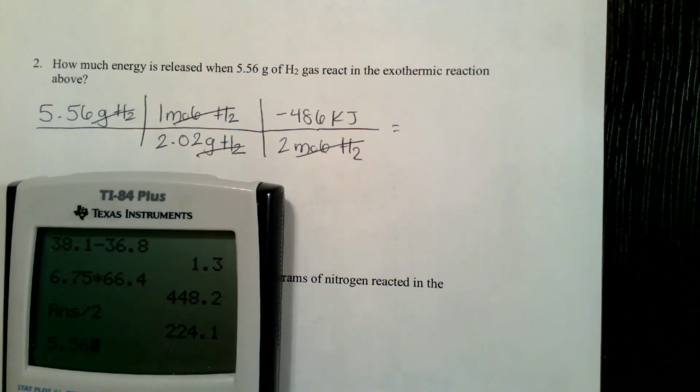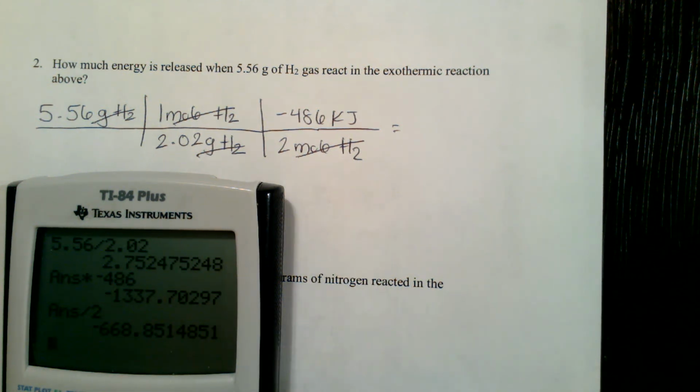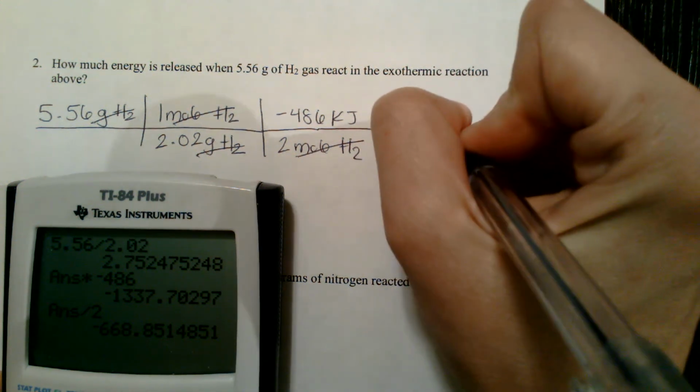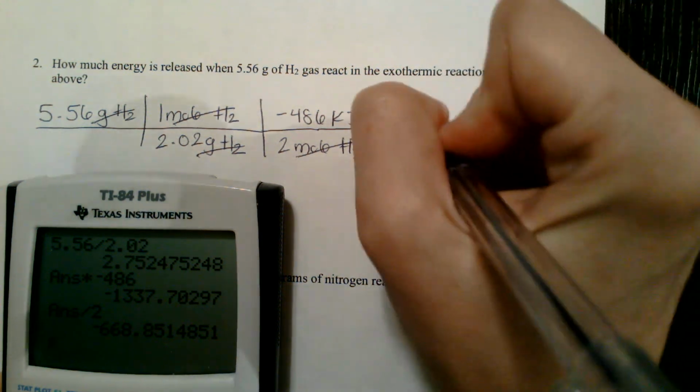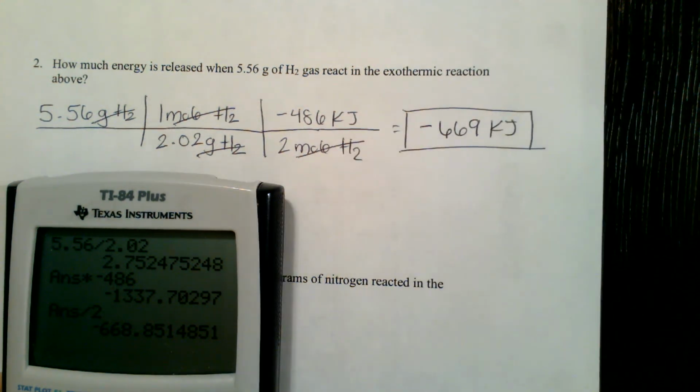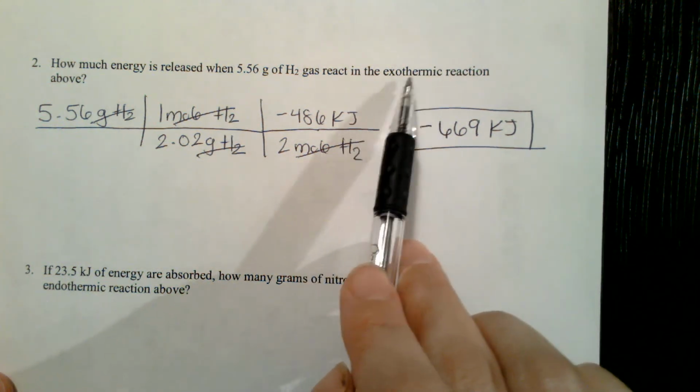So 5.56 divided by 2.02. So there's our moles of H2. So times negative 486, that's our energy. And then we're going to divide that by, for every 2 moles of H2. So let's see, 3 sig figs, we'll have negative 669 kilojoules of energy. Okay, so we do have the negative sign because it is exothermic.